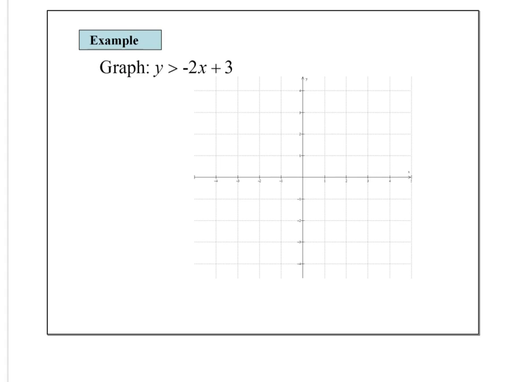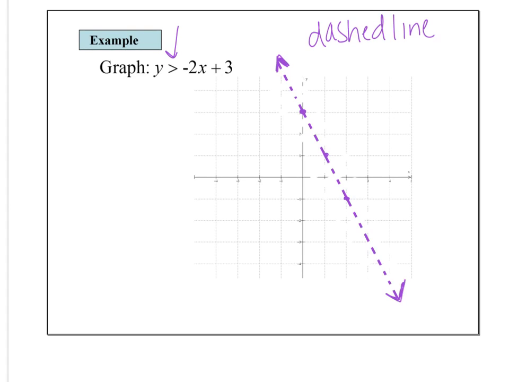Okay, so to graph this, I first want to graph the line. So what I'm going to do is plot my line. I know that my y-intercept is at 3, and then my slope is -2. So that's down 2 over 1, down 2 over 1. And I can keep doing that. Now the important thing to recognize here is my sign. So I know that it's just greater than, so that means it's going to be a dashed line. This is where dashed versus solid is going to be important. So if we draw that in, it looks something like this.